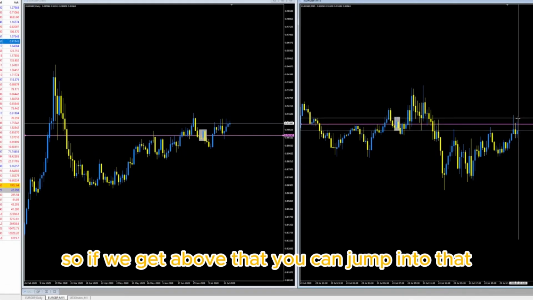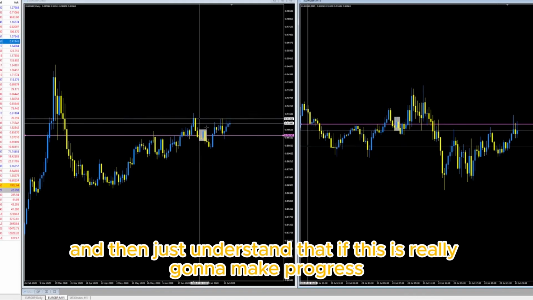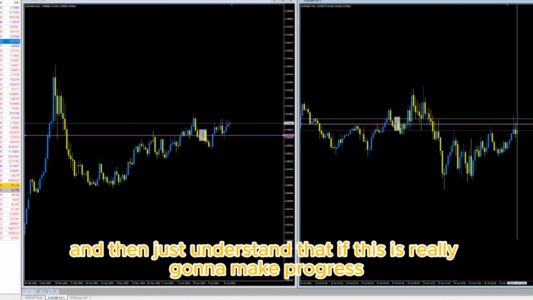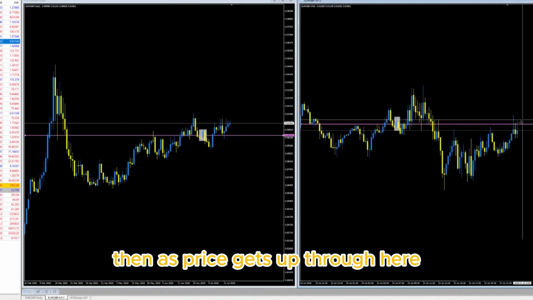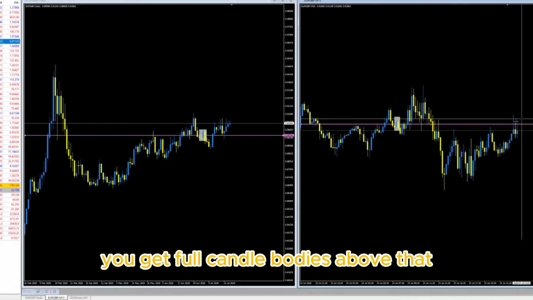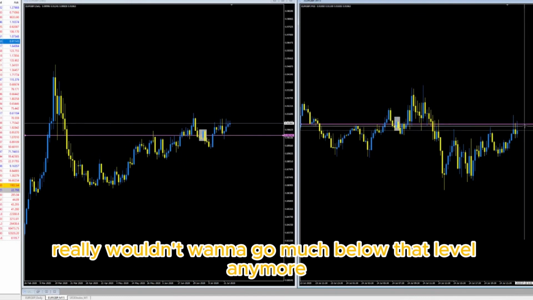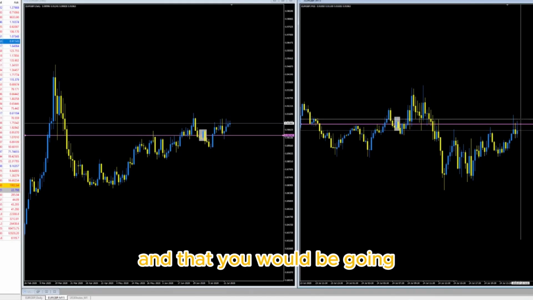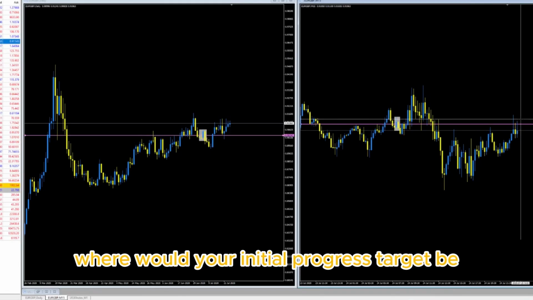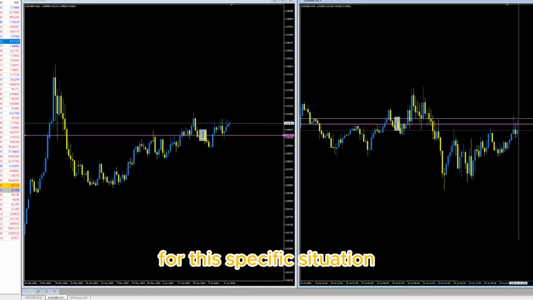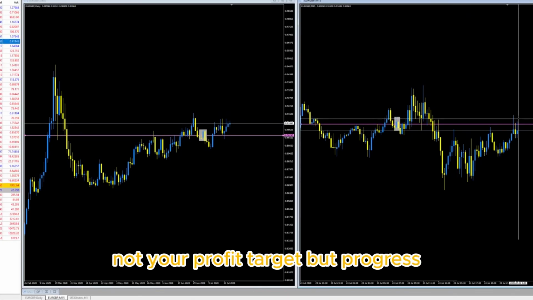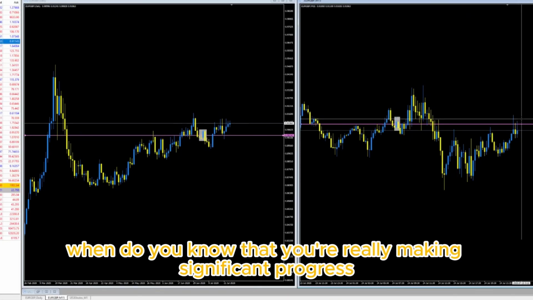So if we get above that, you can jump into that and then just understand that if this is really going to make progress, then as price gets up through here, you get full candle bodies above that. It would make sense that price really wouldn't want to go much below that level anymore. And then you would ask, where would your initial progress target be for this specific situation? Not your profit target, but progress.